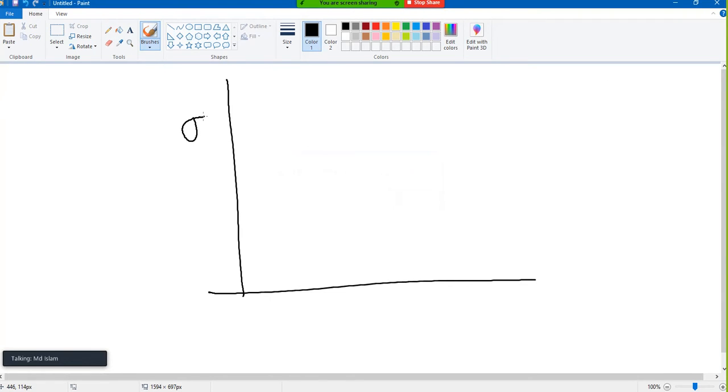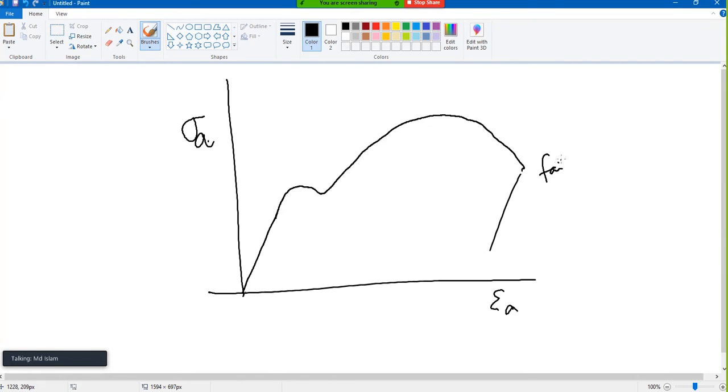So axial stress, axial strain. Initially the curve will be linear. When I increase my stress, strain will go linear. Then it will reach a peak. After going to the peak, it will come down, or then again it will start going up, and then it will again go down, and suddenly it will fail. This is failure.